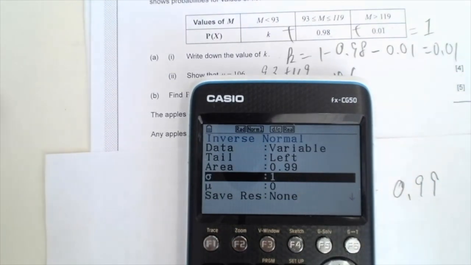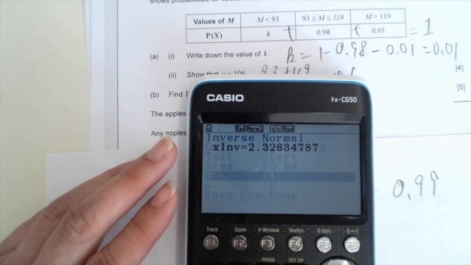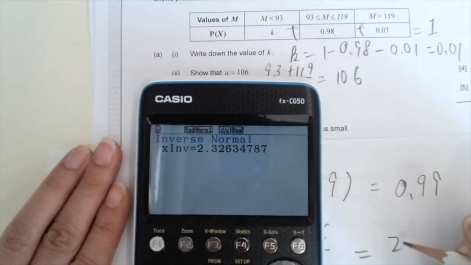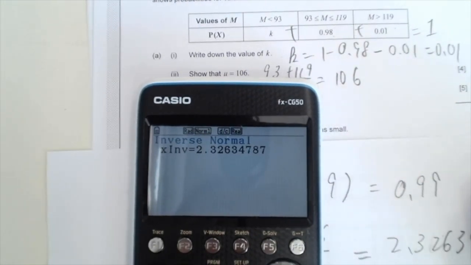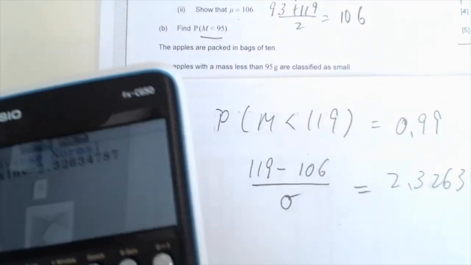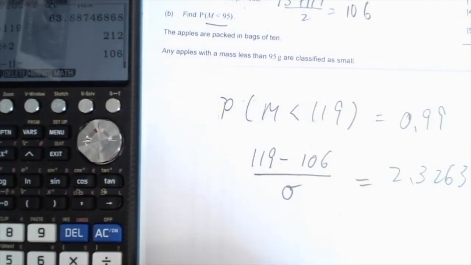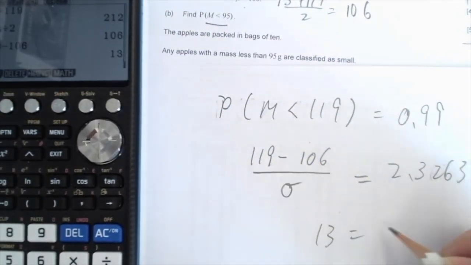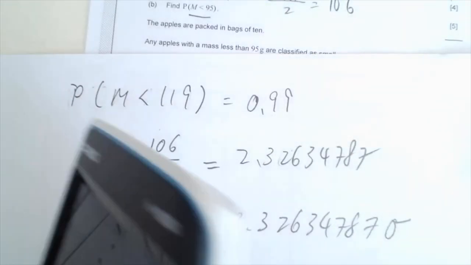All right, we do not know either of them, so we will stick with the standard deviation 1 and the mean 0. That gives you 2.3264787. Exciting. So what you need to do is we throw it to the other side and we find it. So get back to that. We got 119 minus 106. That should be 13 equal to 2.3264787. It's a bit annoying now. So we get through those.